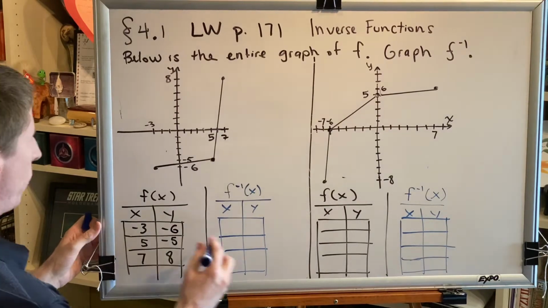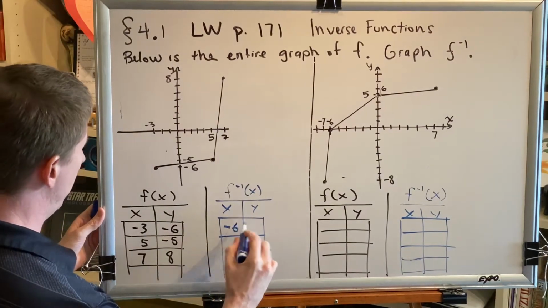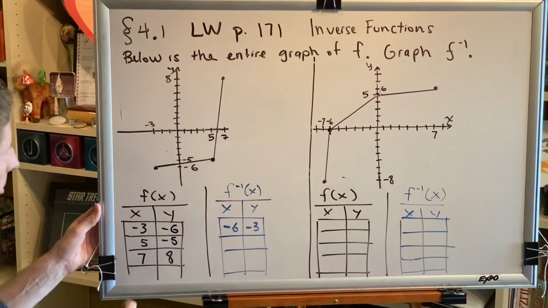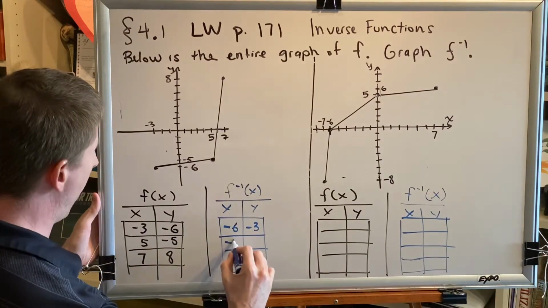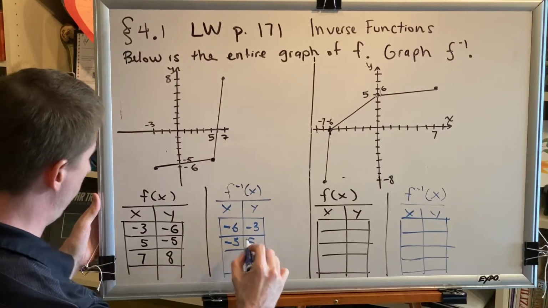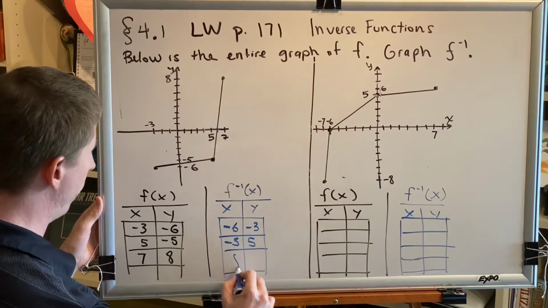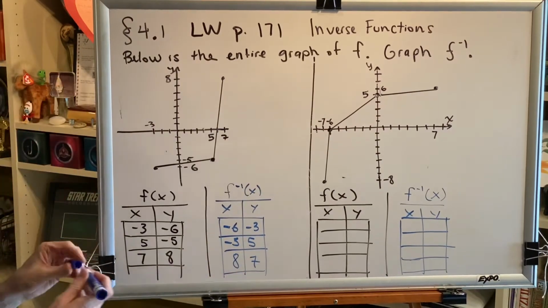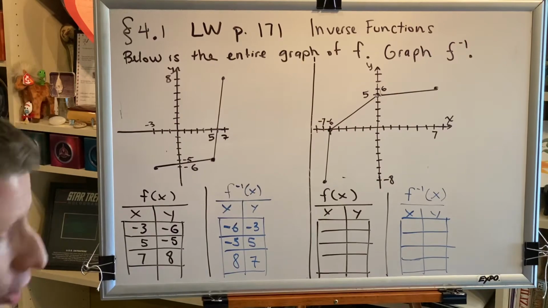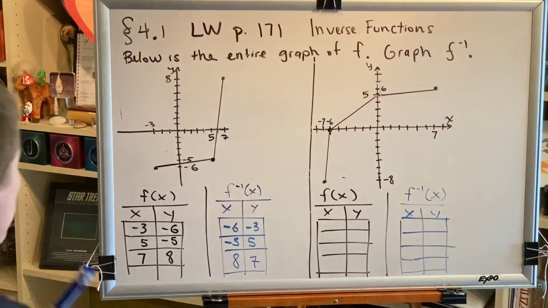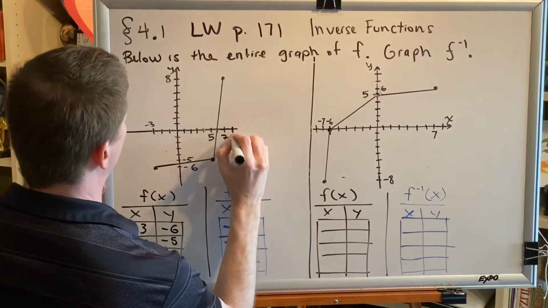So instead of -3, -6, we'll have -6, -3. Instead of 5, -5, we'll have -5, 5. And instead of 7, 8, we'll have 8, 7. Now all you have to do is graph the new points. So let's go ahead and do that.